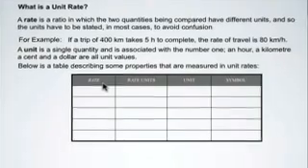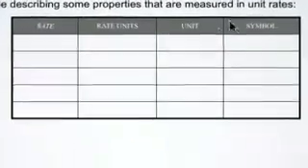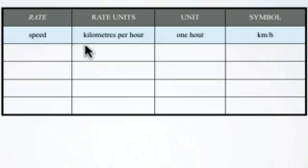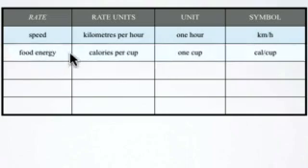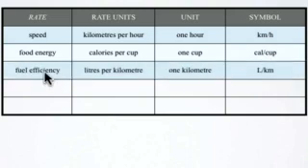So: rate, rate units, unit and symbol. Speed is given in kilometers per hour, so those are the two units that we use. The unit is per 1 hour, and it's denoted as kilometers per hour, km/h. Food energy is how many calories per cup, so the unit is 1 cup, and it's calories per cup, cal per cup. Fuel efficiency is liters per kilometer, so the unit is 1 kilometer, and it's denoted as liters, capital L, per kilometer, km.